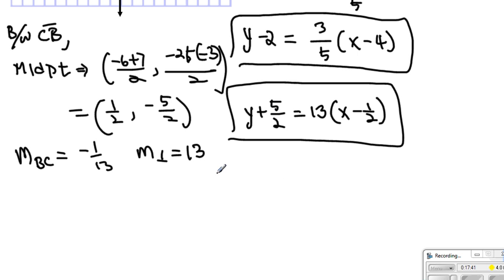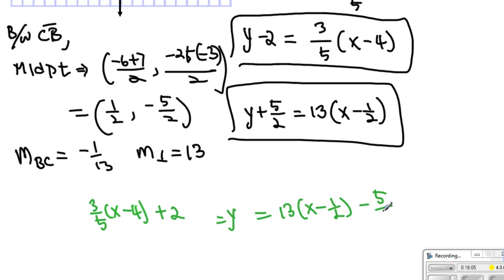Since y's are equal to each other, y must be equal to, based upon here, 3 over 5 x minus 4 plus 2. On the other hand, y has to be equal to 13 times x minus 1/2 minus 5 over 2. Now, as you can see, we have two sets of fractions here with the denominator of 5 and denominator of 2. Which number would be nice for us to multiply so that we can get rid of the denominators of 5 and 2 at the same time? That's right, we can multiply each side by 10, which is a common multiple of 5 and 2.